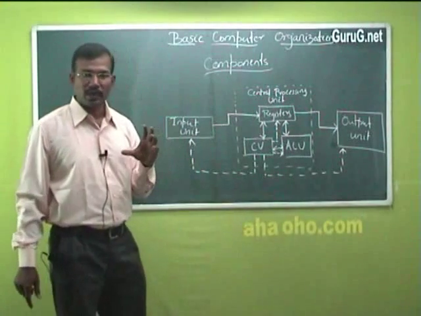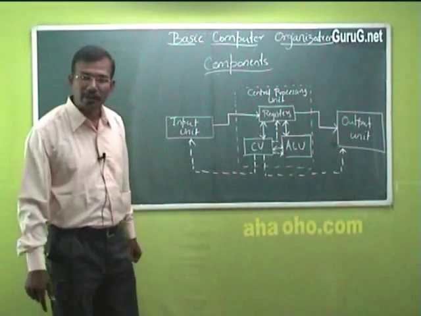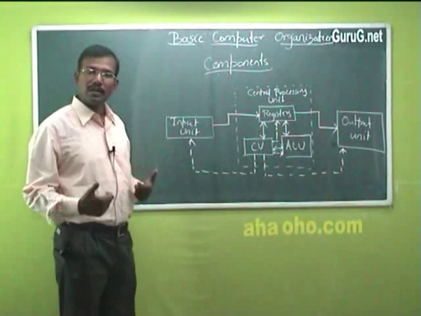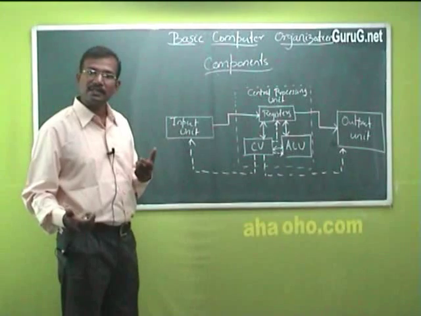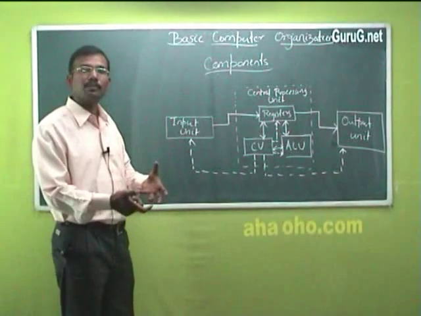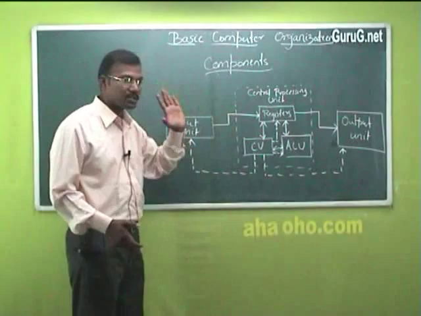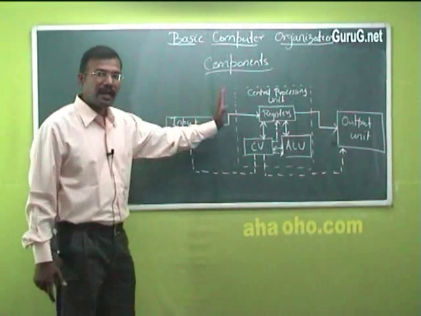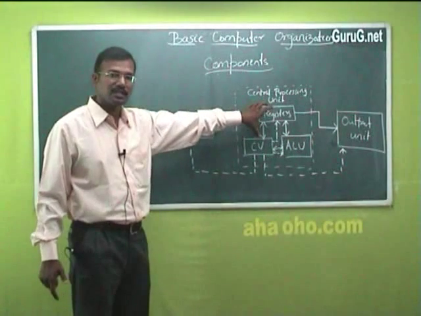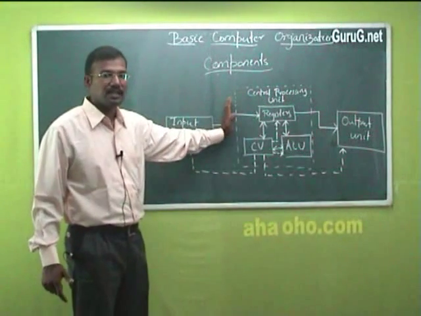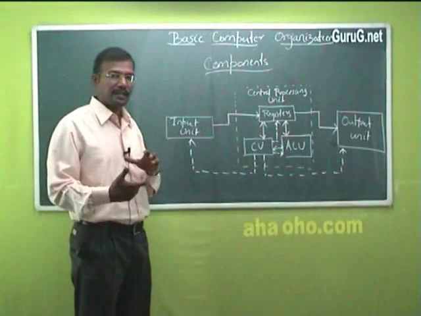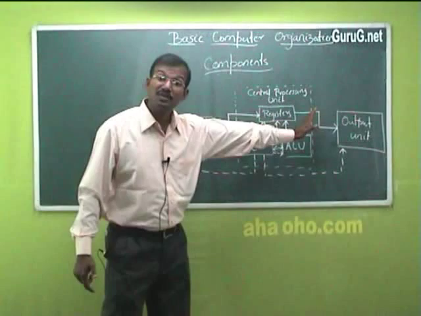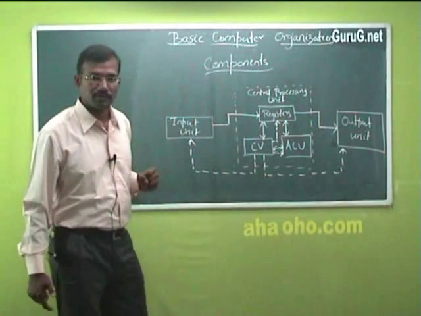The first unit, we call it the input unit, which will get the input from the end user or from another system, and it will be giving the input to the central processing unit. First is the input unit, second is the central processing unit. We will discuss each and every unit in detail. After processing, the central processing unit will be sending the output to the output unit so that the user can view the output.